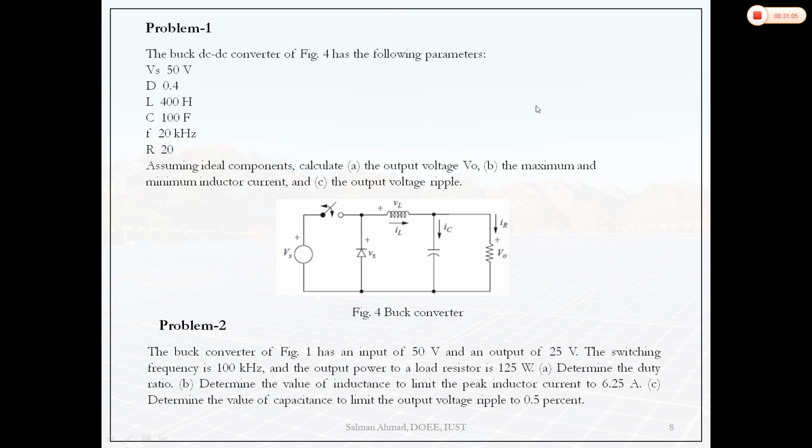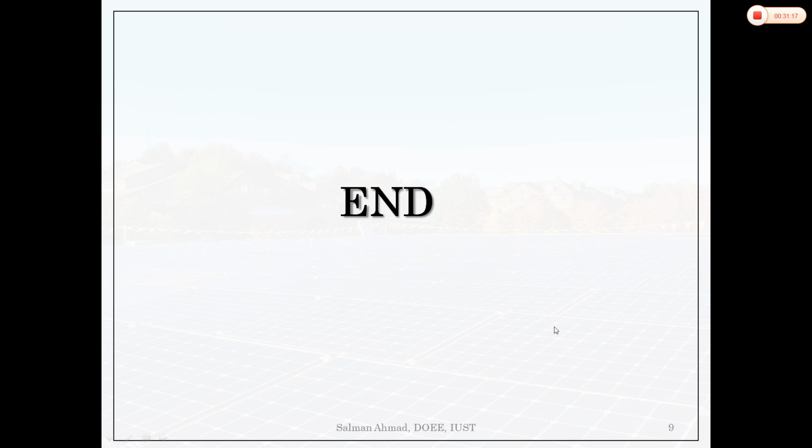Now we have two problems here, so you can solve these two problems. These are very simple problems. You just go through this lecture, and I think you will be able to solve these two problems. Okay, thank you.